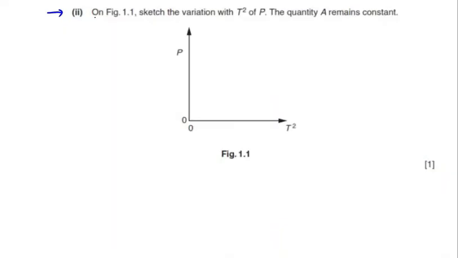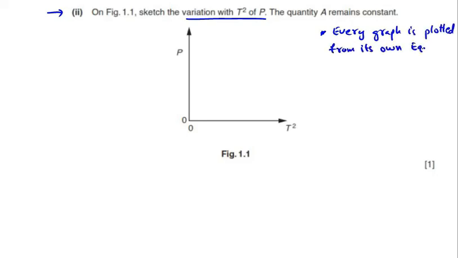The last part says on figure 1.1, sketch the variation with t squared of p. The quantity A remains constant. Students, in this part, we have to plot a graph of p against t squared. Students, first of all, note that every graph is plotted from its own equation, an equation that relates the quantities taken on the y and x-axis.